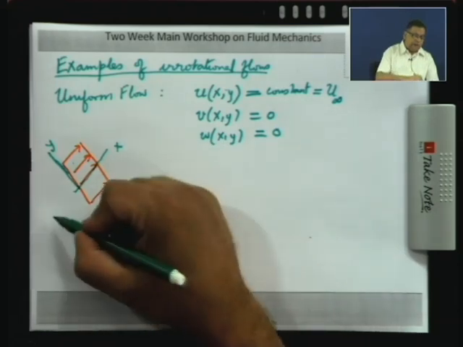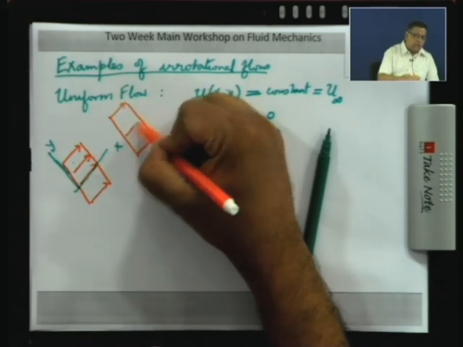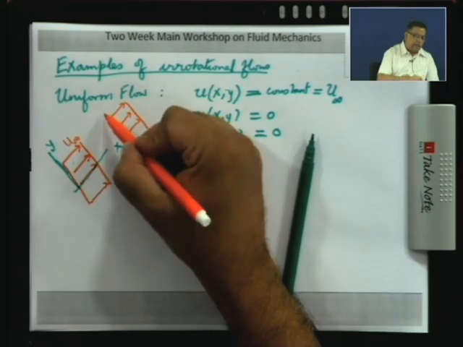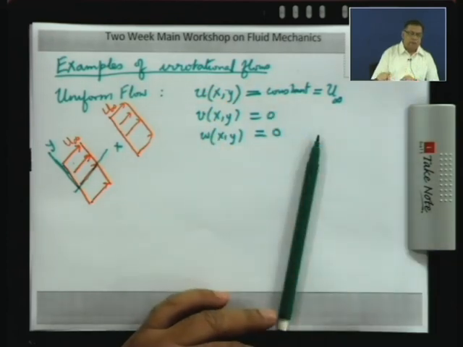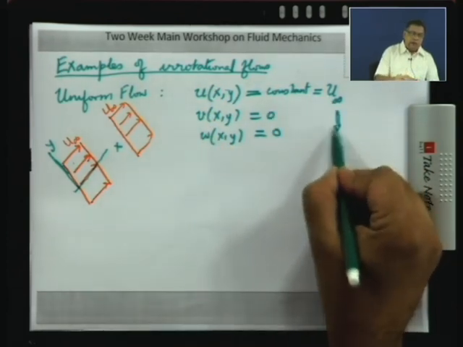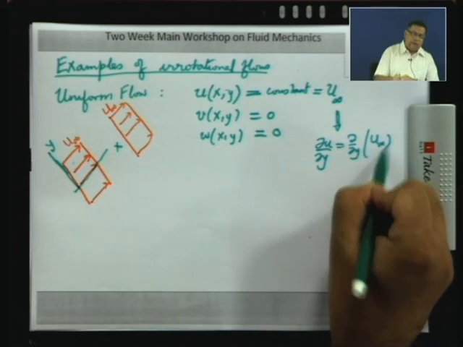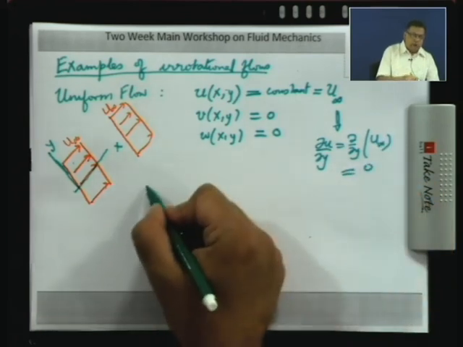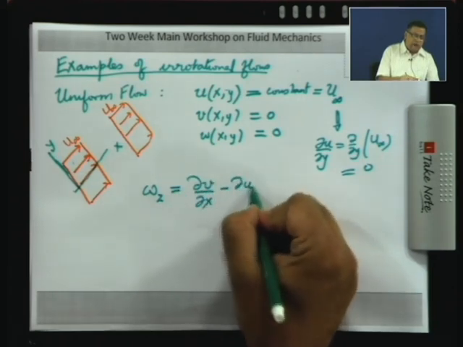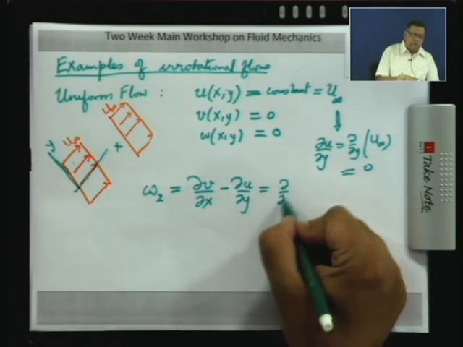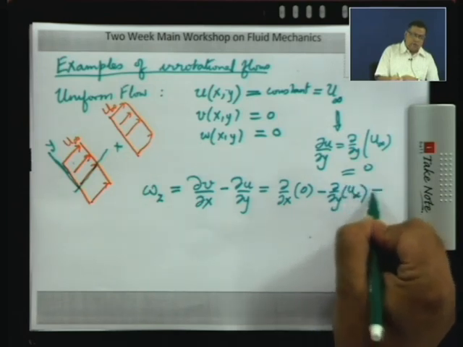Now, if I take another point say here and draw the velocity profile, it is going to be the same uniform flow. So, if this is u infinity, this also is u infinity. So, this u equal to u infinity is not at one point, but at several points. That means that del u del y is simply del del y of u infinity, which is a constant, so this is 0. So, if you look at omega z, which is del v del x minus del u del y, that is del del x of 0 minus del del y of u infinity. So, this is 0.